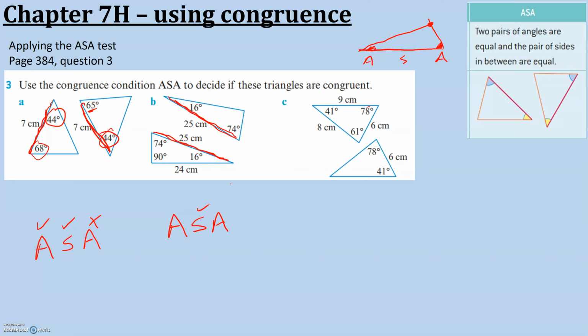Now let's have a look at the angles at the end of that side. We've got a 74 here, and we've got a 74 here. So far, so good. We've got a 16 here and a 16 here. So we just passed the angle side angle congruency test. So these two triangles must be congruent.